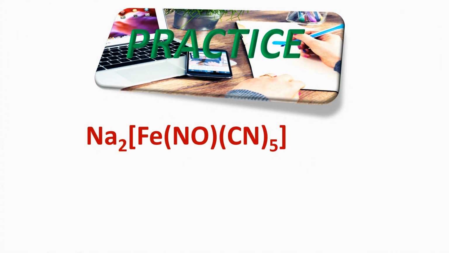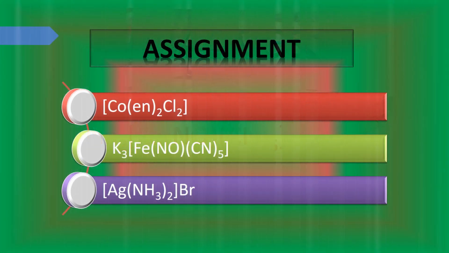Now quickly grab a paper and pen and try to name this complex. IUPAC nomenclature is included in section C of the BICEP intermediate paper each year. Assign the IUPAC names to these complexes as an assignment.